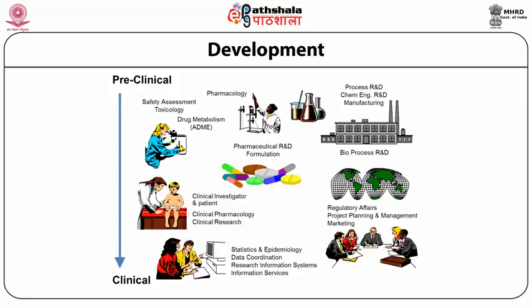With this success, the prodrug molecule or the molecules which are passing this stage enter into the manufacturing stage, where their manufacturing process is being designed by process R&D, chemical engineering R&D, and manufacturing units. Then comes the pharmaceutical research and development formulation, where they are being developed into injectables or tablet formats, whichever format we want to administer.